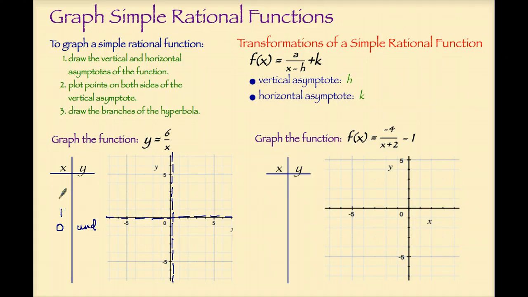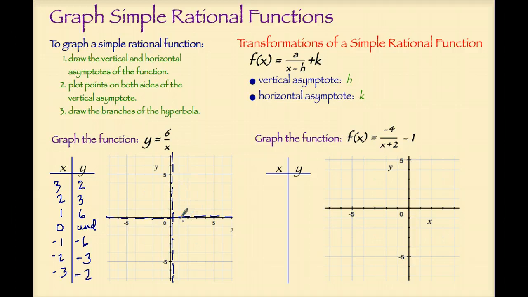Let's choose a few points on either side, 1, 2, 3, and -1, -2, -3. We'll plug each x value into the function to generate the y value. 6 over 3 is 2. 6 over 2 is 3, and 6 over 1 is 6. -1 plugged in for x gives us 6 over -1, which is -6. 6 over -2 is going to be -3, and 6 over -3 is -2.